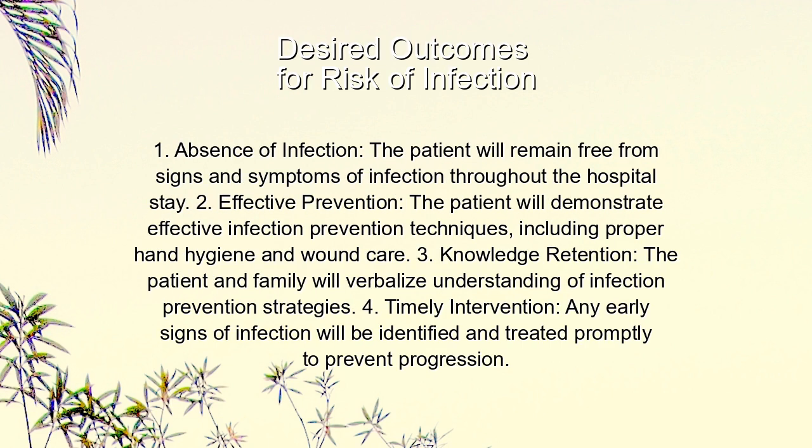Desired outcomes for risk of infection. One, absence of infection: the patient will remain free from signs and symptoms of infection throughout the hospital stay. Two, effective prevention: the patient will demonstrate effective infection prevention techniques, including proper hand hygiene and wound care. Three, knowledge retention: the patient and family will verbalize understanding of infection prevention strategies. Four, timely intervention: any early signs of infection will be identified and treated promptly to prevent progression.